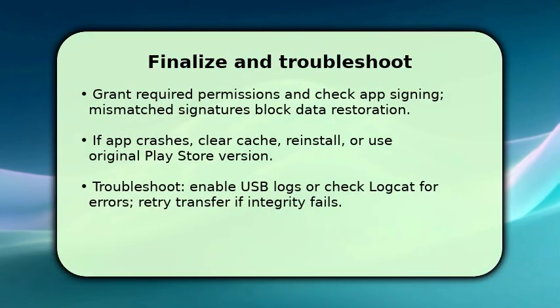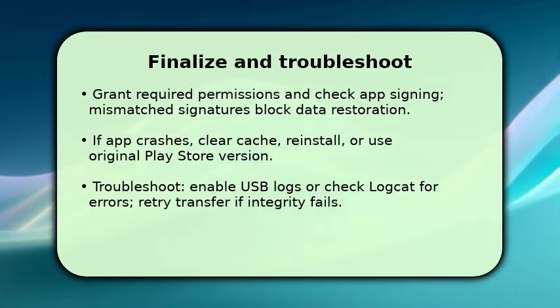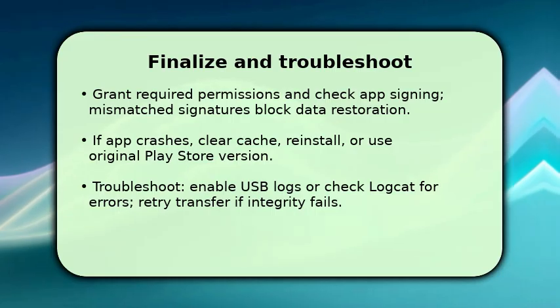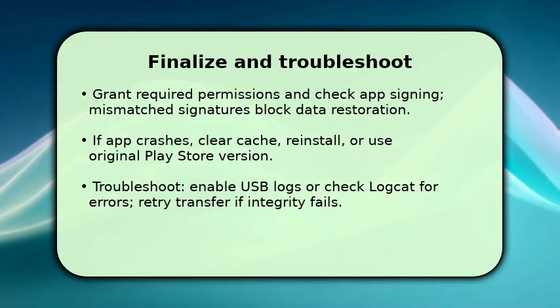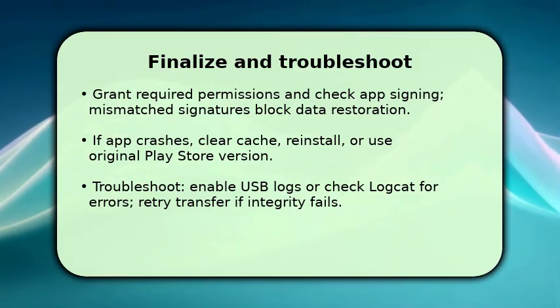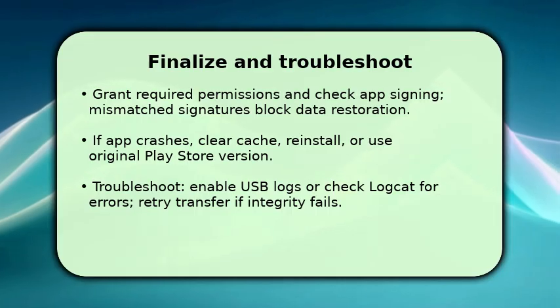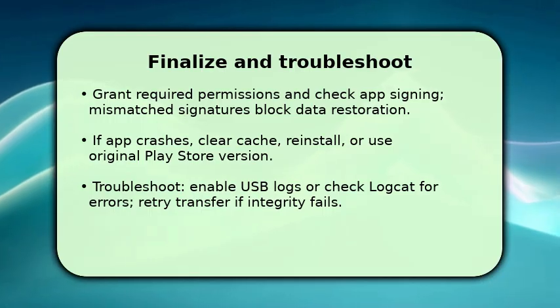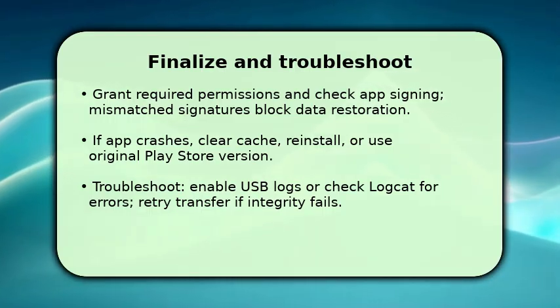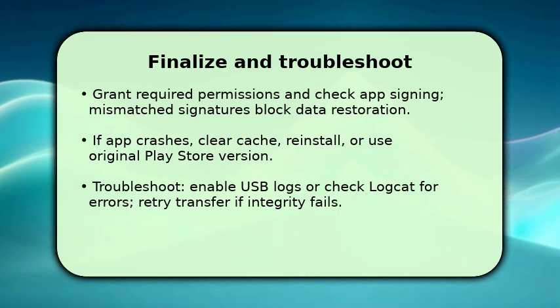Make sure the APK's signing matches the source. Mismatched signatures prevent restoring app data. If you encounter crashes, clear cache, reinstall from the Play Store, or reapply the correct data files. That often resolves compatibility issues. If problems persist, enable USB debugging and capture Logcat to see errors, then repeat the transfer, ensuring file integrity. Once stable, you've completed the transfer and kept your settings intact.